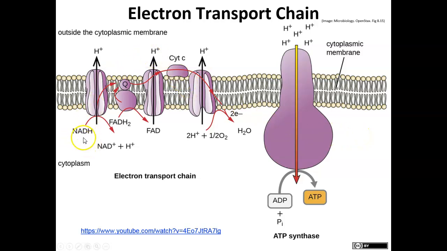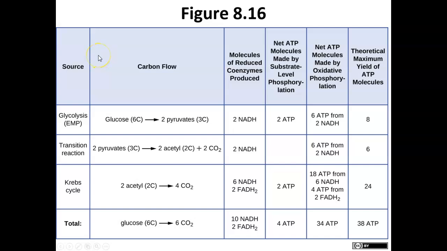For every NADH that drops off its hydrogens at this first carrier, 3 ATP are produced. And for every FADH that drops off its hydrogens at the second carrier, 2 ATP are produced. And so here you can look and see the amount of ATP that is produced in each of the processes. Here you can look and see the number of reduced coenzymes that are produced in glycolysis, transition, and the Krebs cycle. And so we have a total of 10 NADH and 2 FADH that are produced. We have a total of 4 ATP that were produced through substrate level phosphorylation.